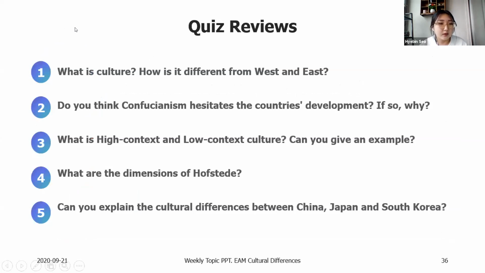So in our presentation, we talked about the cultural differences between East and West, and also looked specifically at the differences between the Eastern cultures. So those are our keys for the review. We would like to hear opinions from the students. You can just tell us your opinion freely. So the number one question is, what is culture and how is it different between West and East?